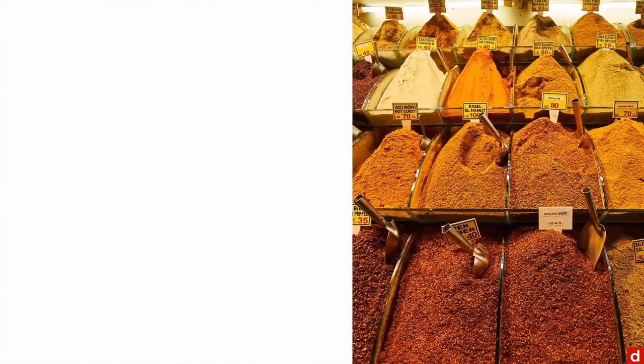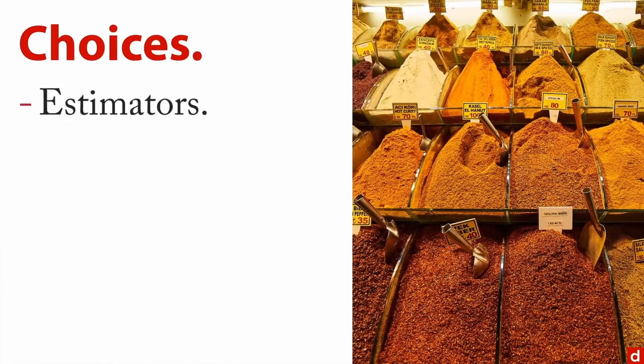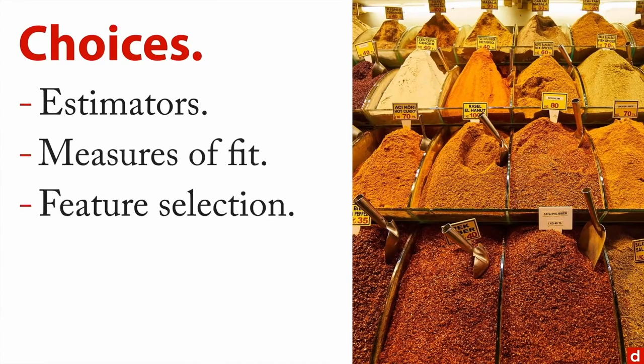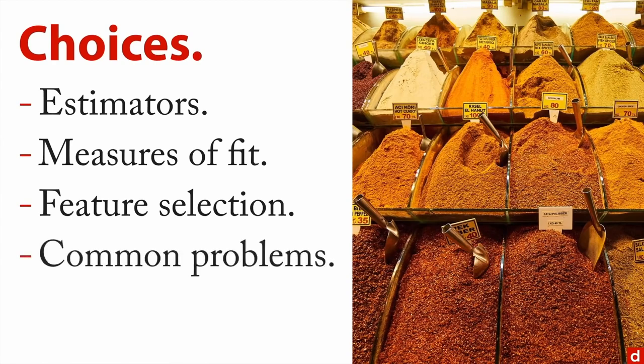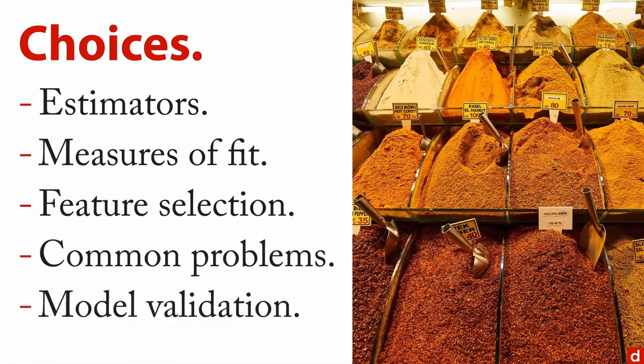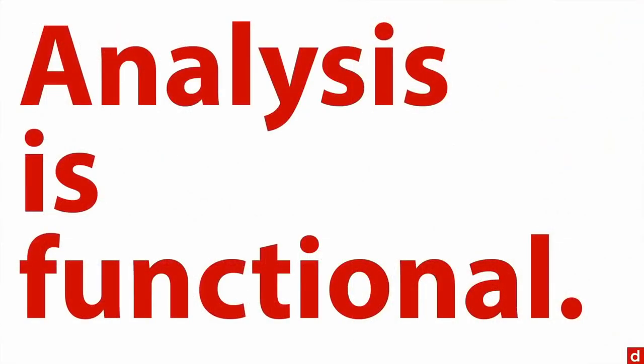There are a lot of choices that have to be made, and some of the things I'm going to discuss in detail are, for instance, the choice of estimators, that's different from estimation, different measures of fit, feature selection for knowing which variables are the most important in predicting your outcome, also common problems that arise when trying to model data, and the principles of model validation. But through this all, the most important thing to remember is that analysis is functional. It's designed to serve a particular purpose.